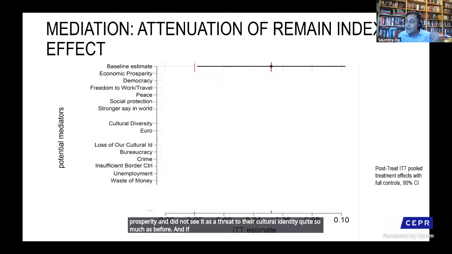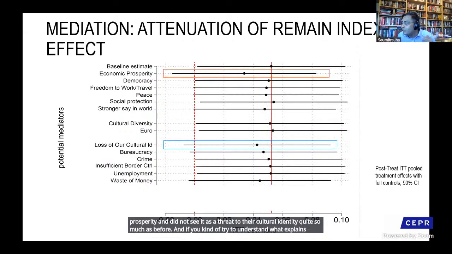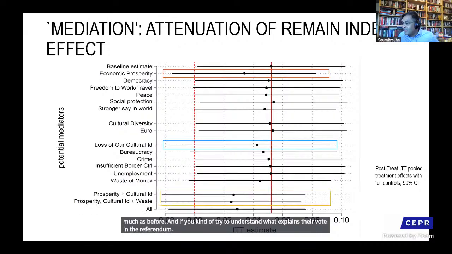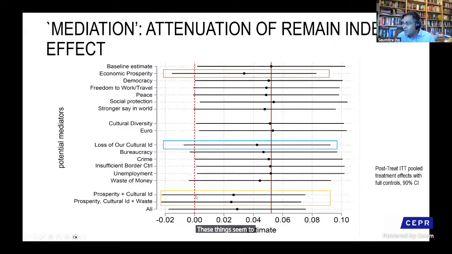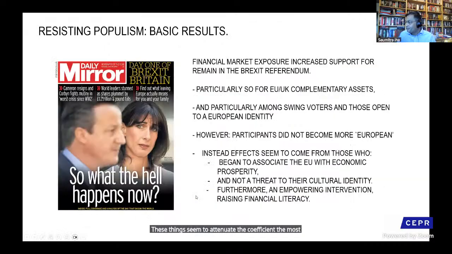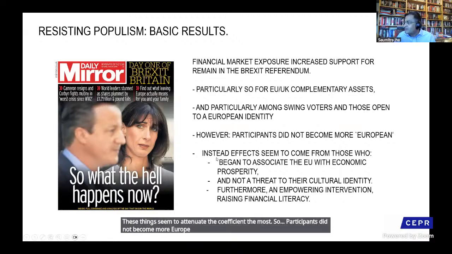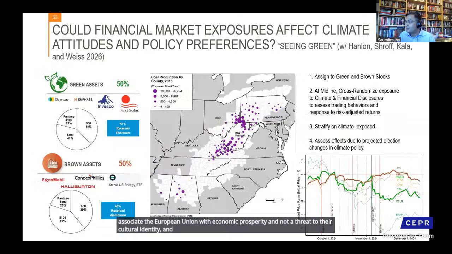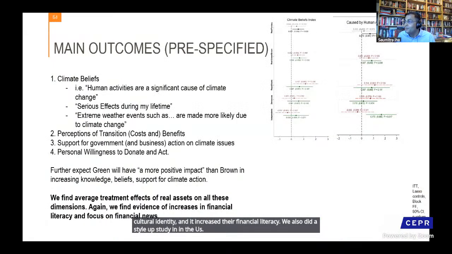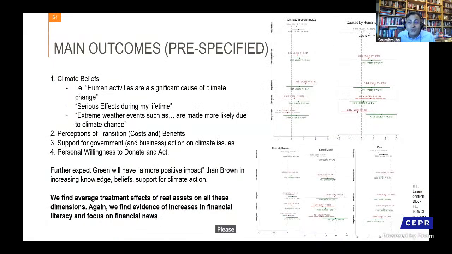And if you try to understand what explains their vote in the referendum, these things seem to attenuate the coefficient the most. So participants did not become more European, but the effects seem to come from those that began to associate the European Union with economic prosperity and not a threat to their cultural identity, and it increased their financial literacy. We also did a similar study in the US, which I won't get into, but please look it up. It's on our webpage.